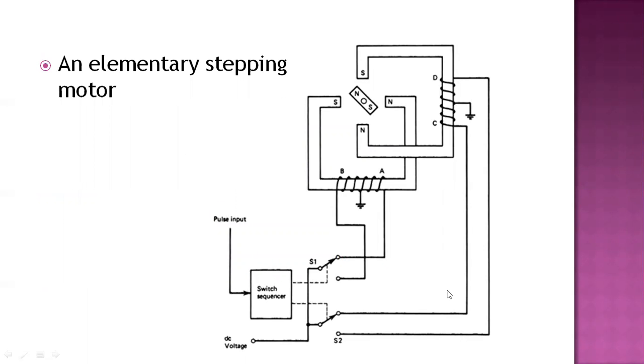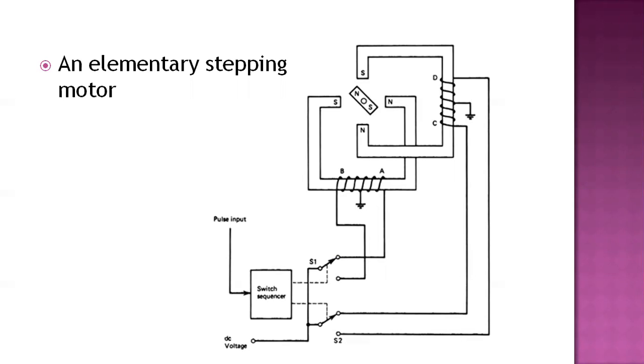This is an elementary stepping motor, which is shown in the figure. The operation of the stepping motor can be understood from the simple model shown in the figure, which has 90 degrees per step. In this motor, the rotor is a permanent magnet that is driven by a particular set of electromagnets, and in the position shown, the system is in equilibrium and no motion occurs.